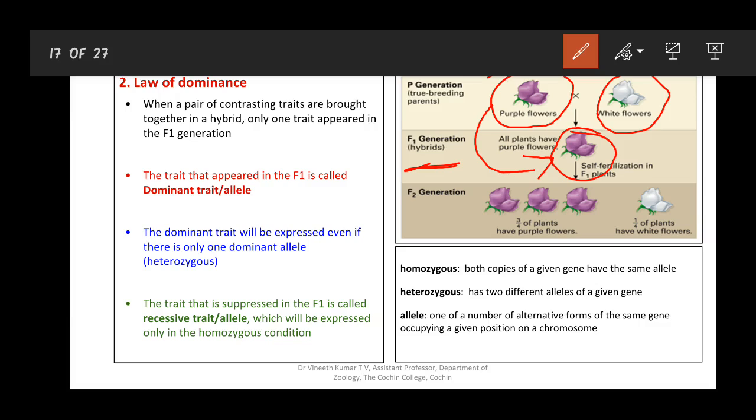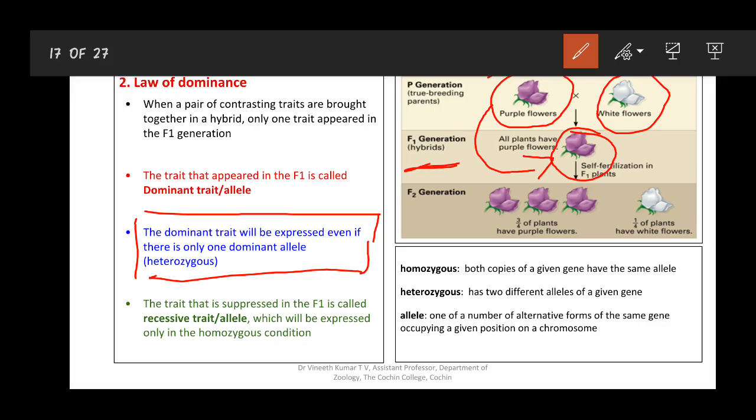One appeared in the F1 generation, but the other didn't. The one which appeared is called dominant, and the other which did not appear, which was masked in the F1 generation, is called recessive, or the recessive trait. Another important point to note here is that the dominant trait will be expressed even if there is only one dominant allele. That means, in whatever case, a dominant allele or a dominant phenotype will be expressed in two situations.